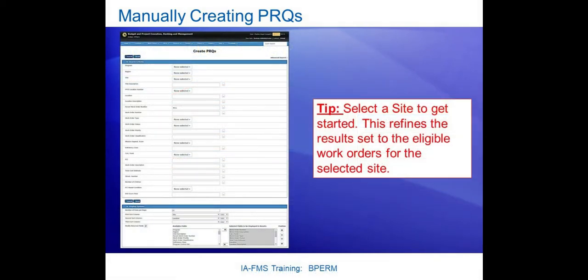Once you've selected Create PRQ from the PRQ menu, the Create PRQs search box will display. This is similar to the search box that you saw earlier for searching for work orders. In fact, what you're going to be doing here is basically defining the same type of search to find work orders that you can include in a PRQ. A tip here is to select a single site to begin with to get started. That's going to ensure that when you refine your search results, you're going to see only eligible work orders that could be combined into a PRQ.